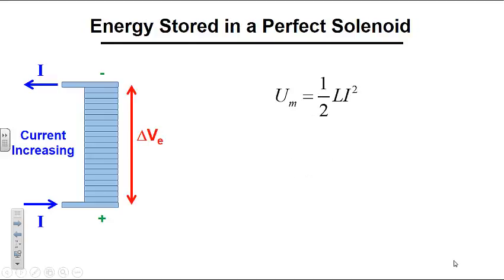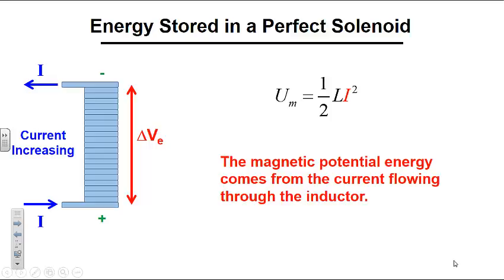This is the equation for the magnetic potential energy stored in an inductor. It is proportional to the inductance of the inductor and the square of the electric current in the inductor. This expression indicates that the source of the magnetic potential energy stored by the inductor is the current flowing through the inductor.